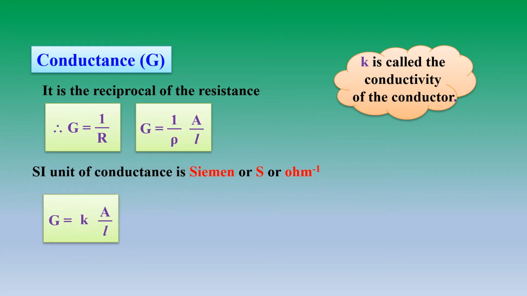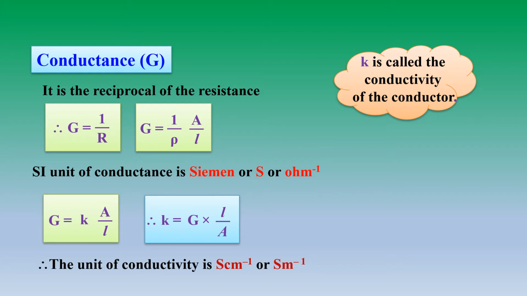G equals K into A by L. Therefore, K equals G into L by A. K is nothing but the conductivity or specific conductance, which equals G into L by A. The unit of conductivity is Siemens per centimeter or Siemens per meter.